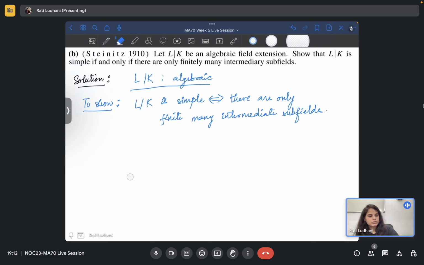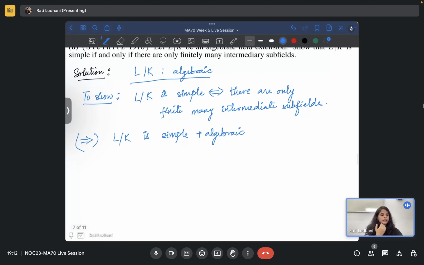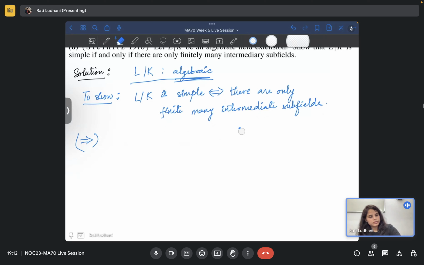Okay, if L over K is simple, let's try to prove it. So I'm proving this direct part. L over K is simple plus algebraic again. So this is given. L over K is simple plus algebraic. Algebraic is given in the question itself. Okay, one more thing.